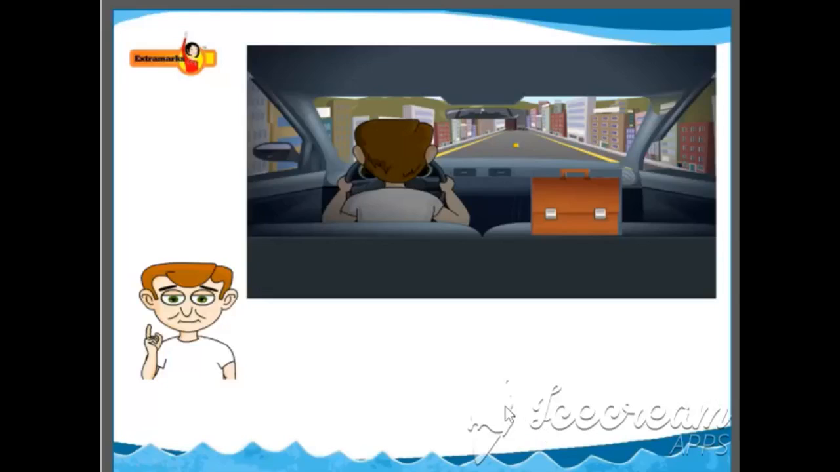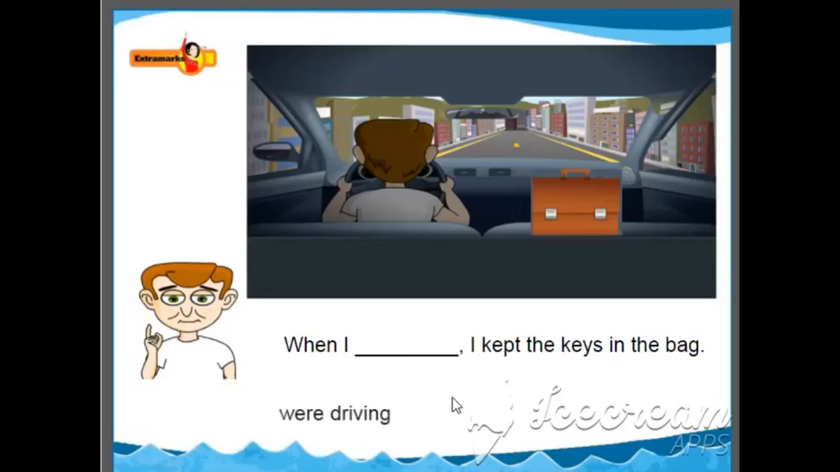When I dash, I kept the keys in the bag. What was Mr. Sharma doing? Were driving or was driving? Yes, it was when Mr. Sharma was driving that he had kept the keys in the bag. Good work. Now do the next one.